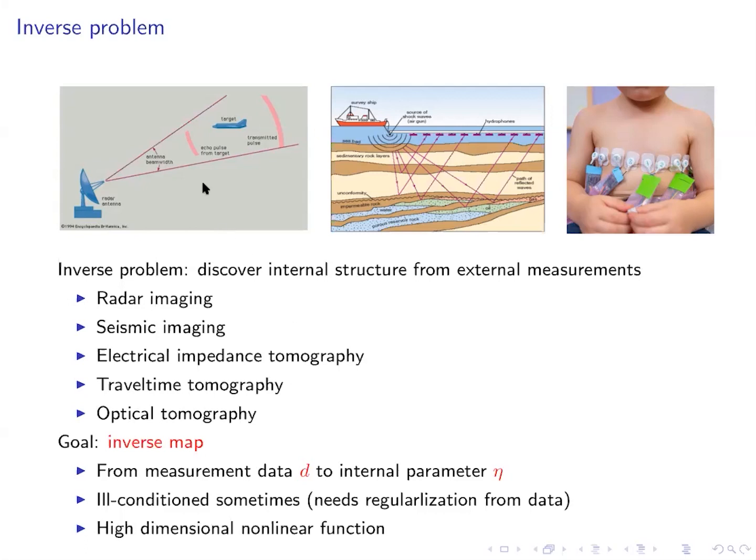For the three pictures you see here, hopefully you can see my mouse, the left-hand side is radar imaging. You can see that there's a radar station which sends signals and tries to detect the target plane. The second image is seismic imaging, where you have air guns sending signals into the interior of the Earth. Based on the reflection signals, you want to discover the structures underneath, which we usually cannot see directly.